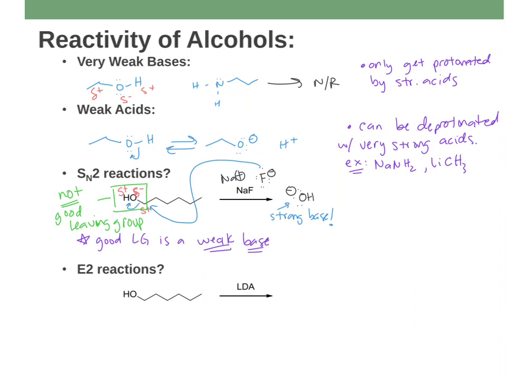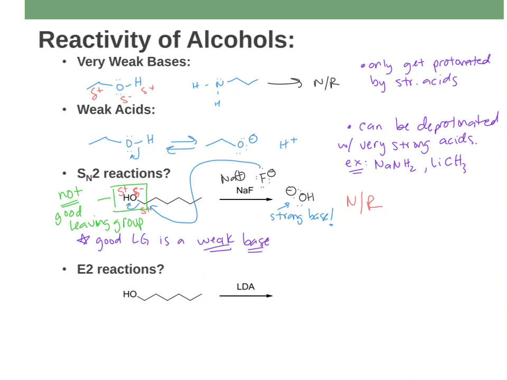They're not just going to leave. You're not going to do an SN1 or an E2 reaction. If you saw a reaction like this, you'd just be forced to say that there's no reaction here. You're not going to have fluoride kick out an OH minus. It's not going to happen. You're going uphill in energy. The OH is not a good leaving group. This would just be no reaction. So I can't do an SN2 directly on an alcohol.